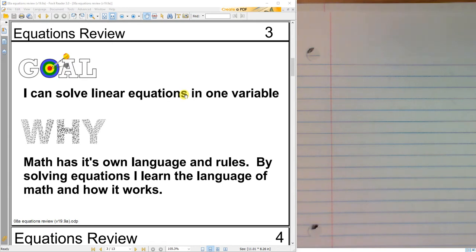Goal: I can solve linear equations in one variable. Math has its own language and rules. By solving equations, I learn the language of math and how it works.